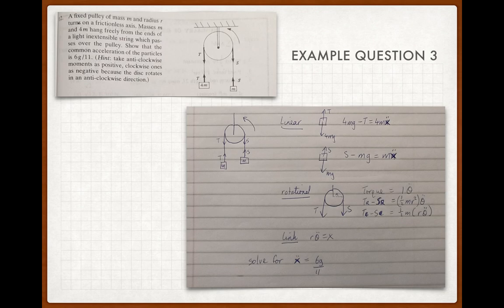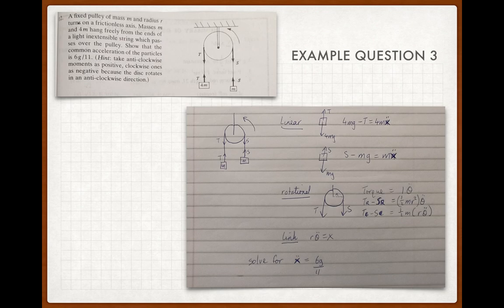Third example. A fixed pulley of mass m and radius r turns on a frictionless axis. Masses m and 4m hang from either end of a light inextensible string which passes over the pulley. Show that the common acceleration is that. If you look at the diagram that we have, we can see that you have two tensions here, S and T. They're not equal, and the reason they're not equal is because the pulley has a moment of inertia, so in order for it to rotate anticlockwise, the T must be greater than the S.